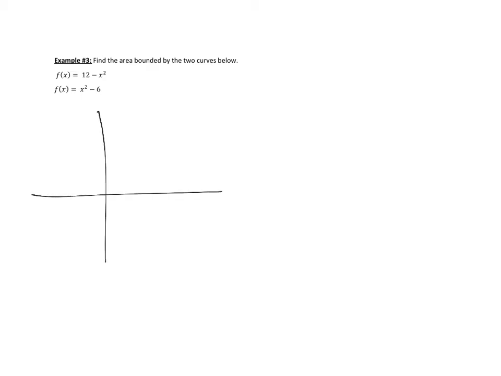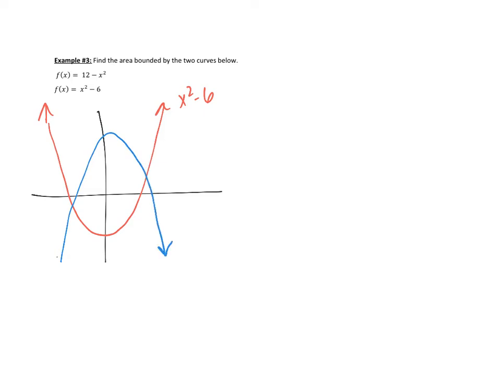So if I have my picture here, my x squared minus 6, which I'll make in red, looks like this. This is my x squared minus 6. And then I will use blue for my 12 minus x squared. That one looks like this. It's just a sketch. So this is my y equals 12 minus x squared.